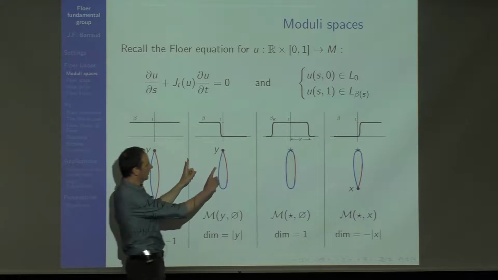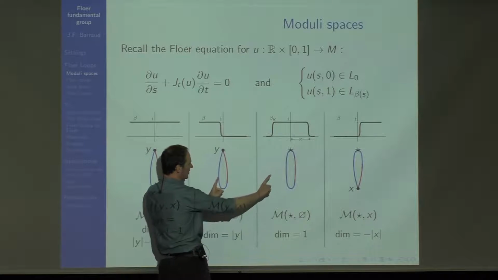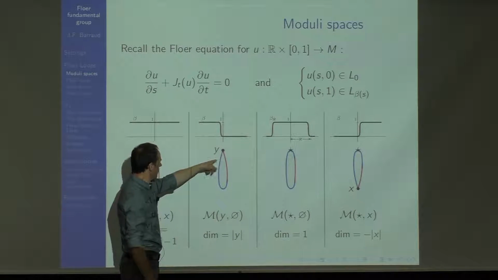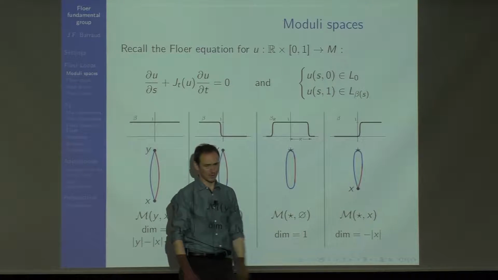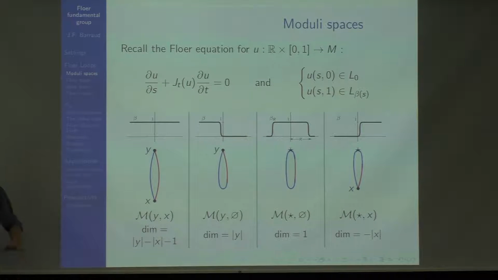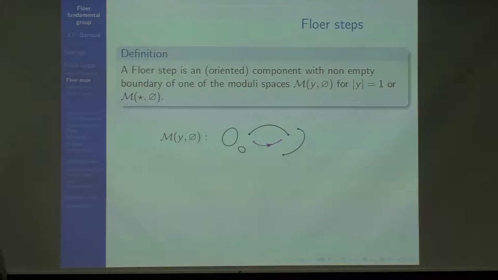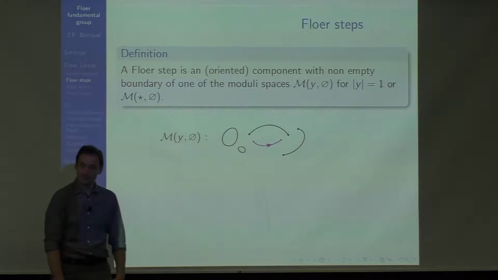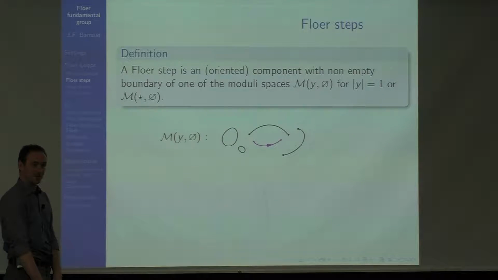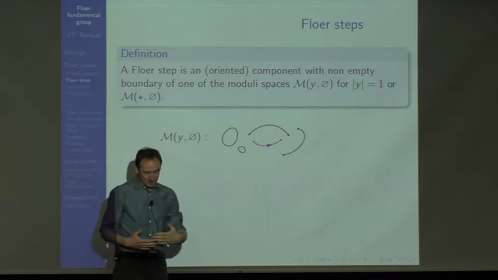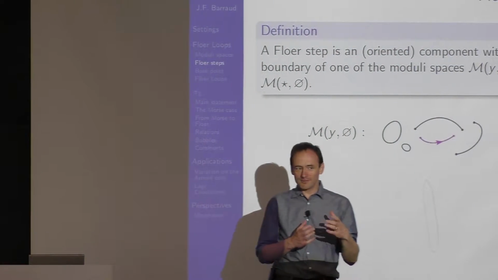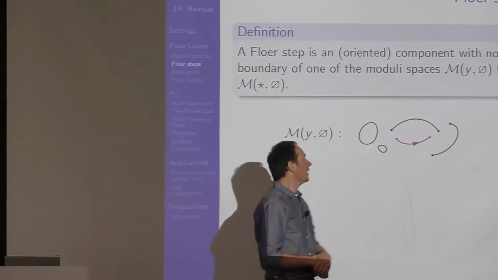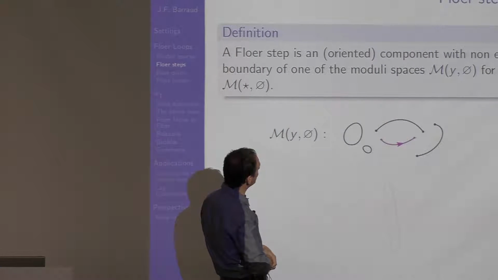Okay, so for the beginning, the most important moduli spaces will be those two. When y has index 1, this one will be one-dimensional, and this one will also be one-dimensional. Okay, so this is for the Floer background. I don't want to insist on that. But now I go to more fundamental group-specific definitions. And I want to define what a loop is from the Floer point of view. And a loop will be a sequence of elementary steps. And a Floer step is the definition you have here.